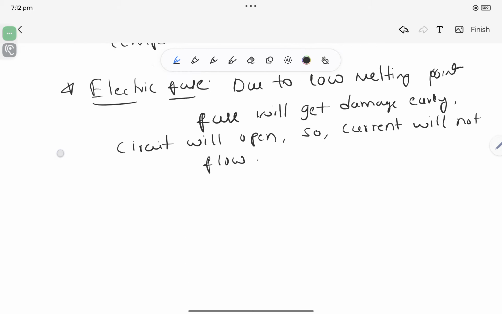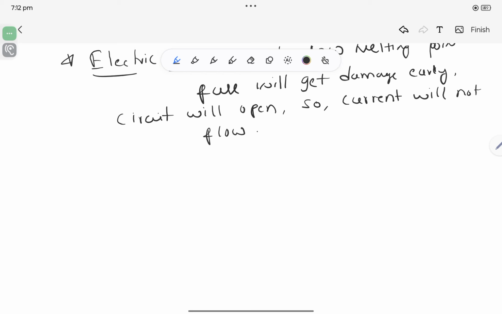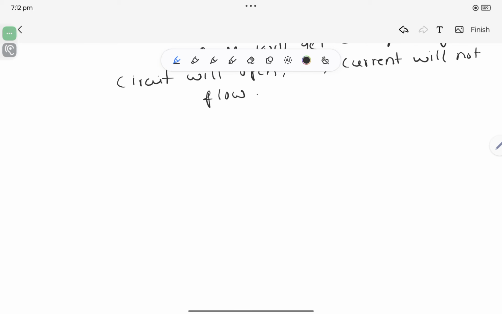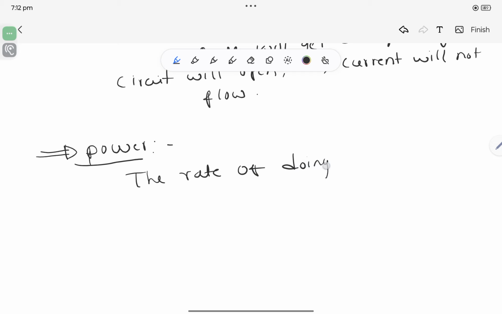So, the last topic of this chapter, that is power. Already we derived the definition. What is power? The rate of doing work.